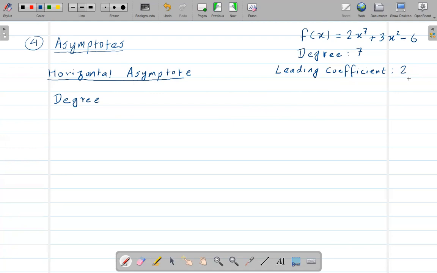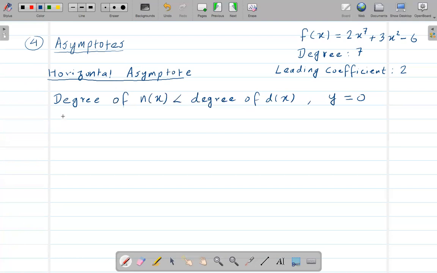Okay, so now to find the horizontal asymptotes, we need to see that if the degree of the numerator of f of x is less than the degree of the denominator, where D means denominator and N means numerator, then we can say y is equal to 0 is the horizontal asymptote.